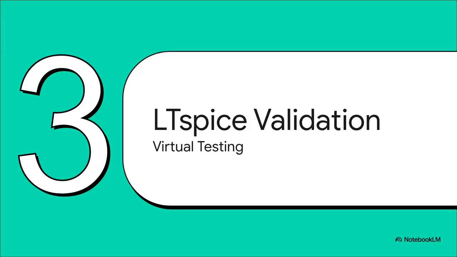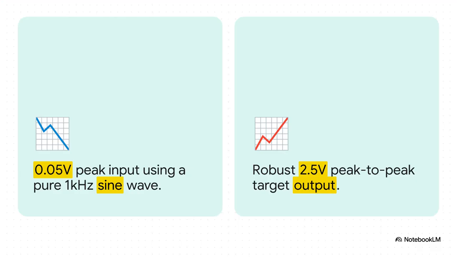Up next, Section 3, Validating with LTspice Analysis. This perfectly illustrates the amplifier doing the heavy lifting in our simulation software. We essentially fed this simulated circuit a tiny 0.05-volt peak input using a pure 1 kHz sine wave. And sure enough, LTspice confirmed that our circuit transforms that weak little input right into our robust 2.5-volt peak-to-peak target output. Seeing that is just a massive validation of the math behind the design.